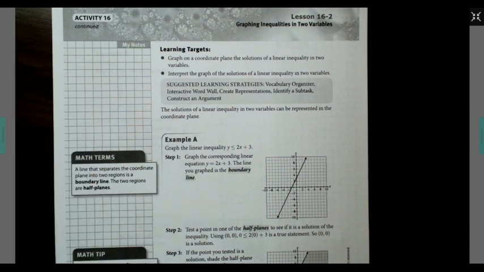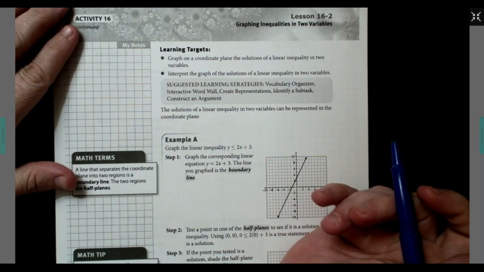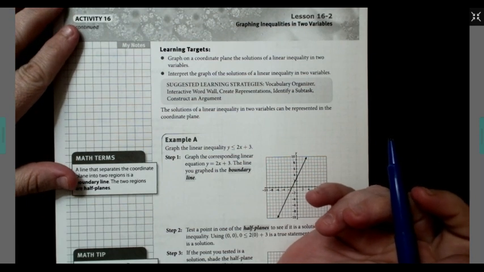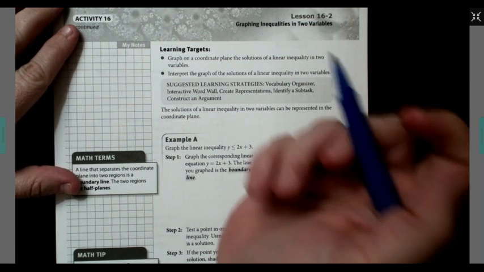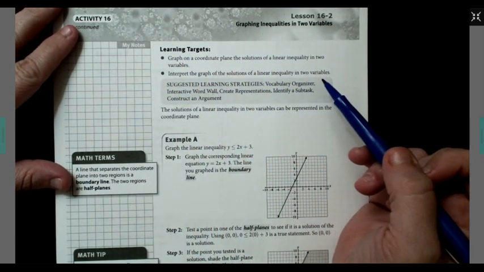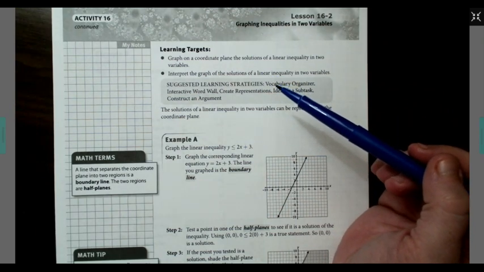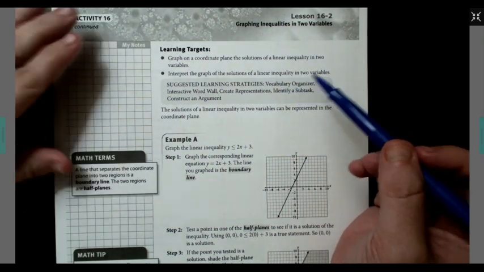Today we're going to be covering Lesson 16-2, Graphing Inequalities in Two Variables. The first thing we're going to do is unpack our learning targets. We're going to start by graphing on a coordinate plane the solutions of a linear inequality in two variables.